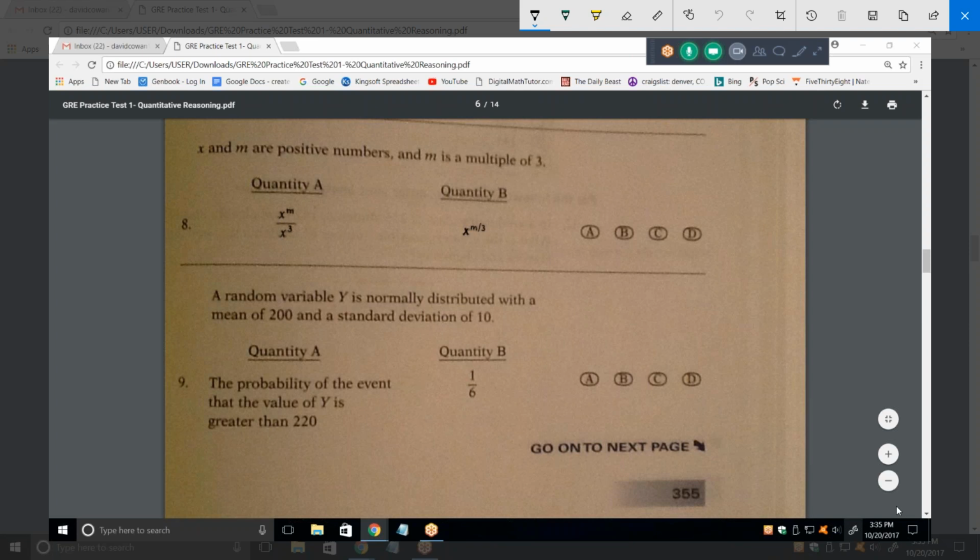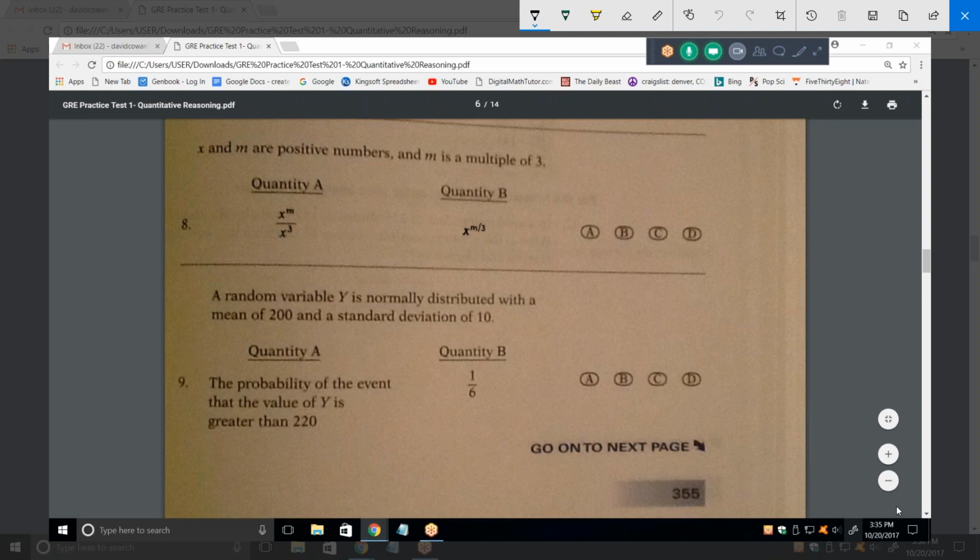These are difficult to compare algebraically. So I'm going to take the same strategy I take whenever I decide to pick some numbers. Hopefully we can find some numbers that make them equal, and then hopefully we can find some numbers that make them not equal, and then we'll have our answer immediately.